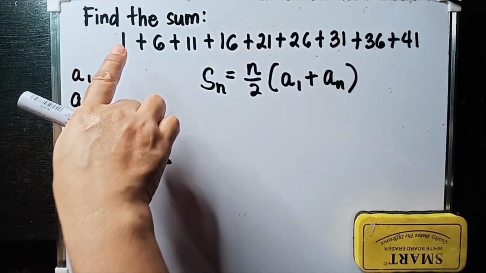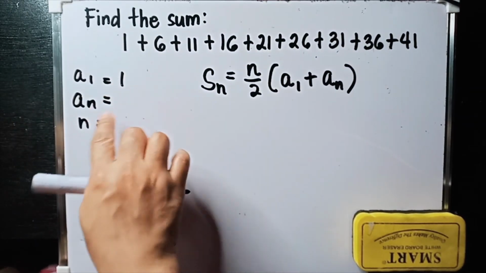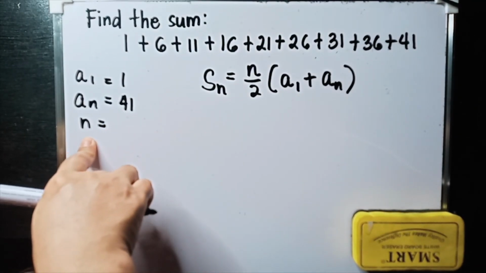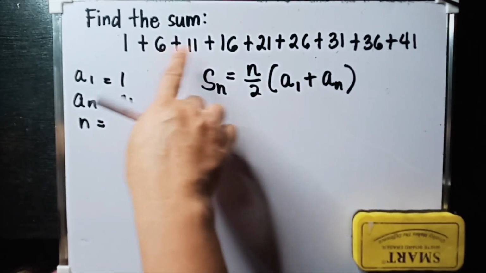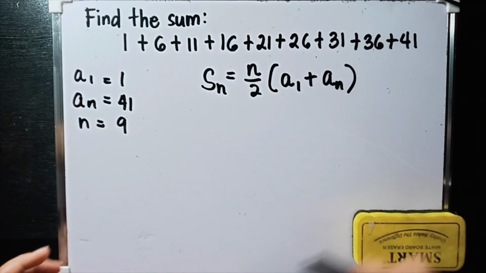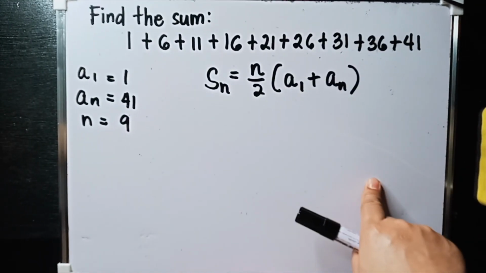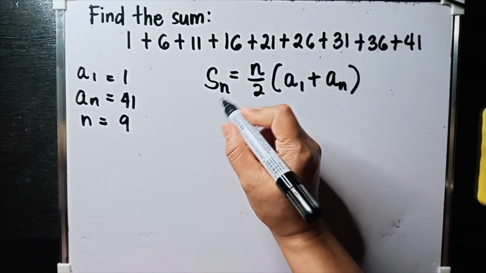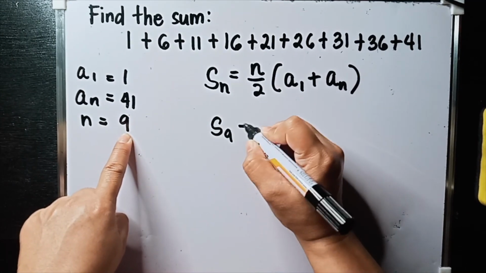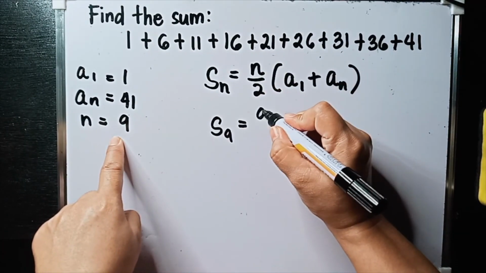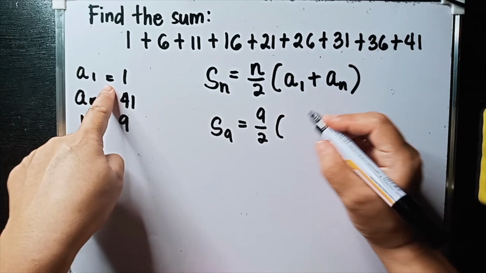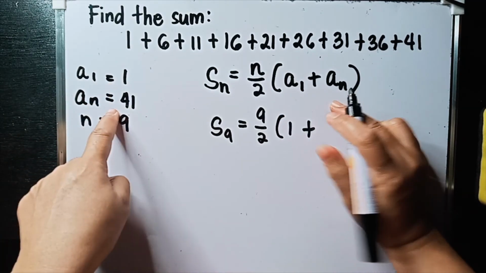So a sub 1 is the first term. So the first term is 1. A sub n is the last term, which is 41. N is the number of terms to be added. So 1, 2, 3, 4, 5, 6, 7, 8, 9. So we have 9 for n. So let us substitute the values. So S sub n now, since this is 9, we have S sub 9. Our n is 9 over 2 times the quantity, which is a sub 1. A sub 1 is 1 plus a sub n is 41.